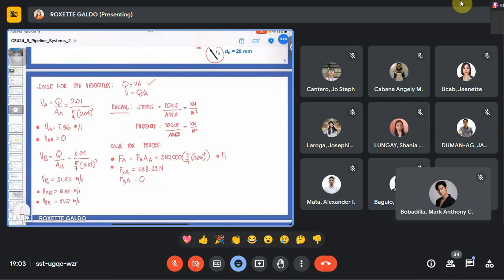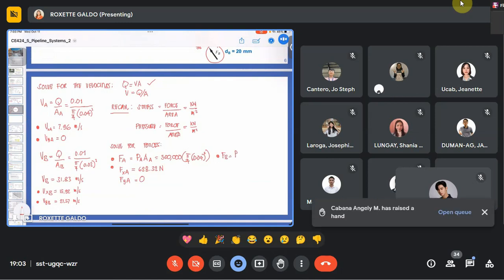So FB is equal to the pressure at point B times the area of B.